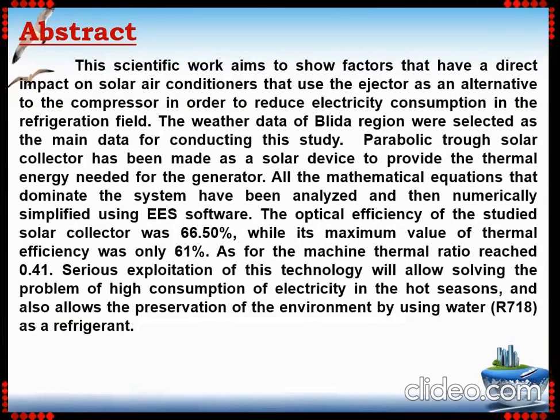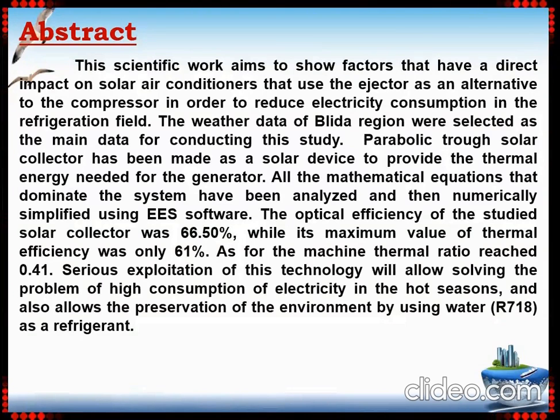Abstract. This scientific work aims to show factors that have a direct impact on solar air conditioners that use the ejector as an alternative to the compressor in order to reduce electricity consumption in the refrigeration field. The weather data of Blida region were selected as the main data for conducting this study. A parabolic trough solar collector has been used as a solar device to provide the thermal energy needed for the generator. All the mathematical equations that govern the system have been analyzed and then numerically simplified using software.